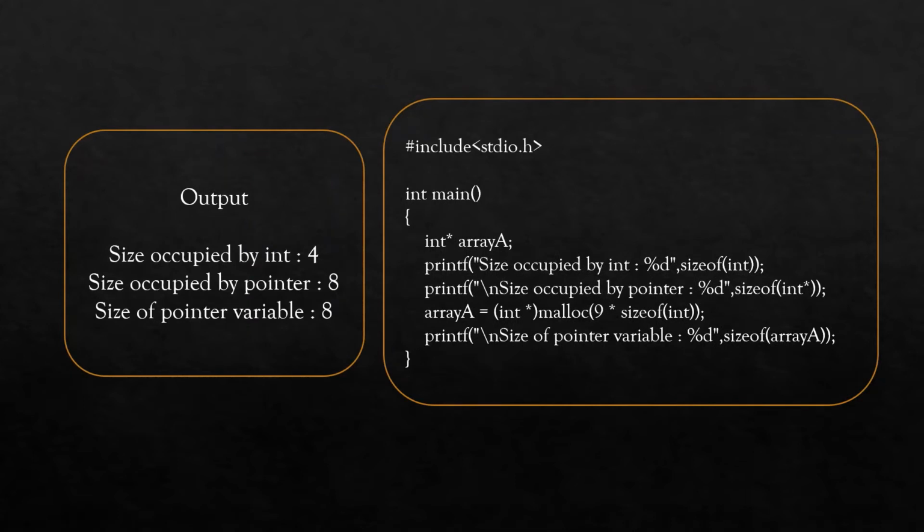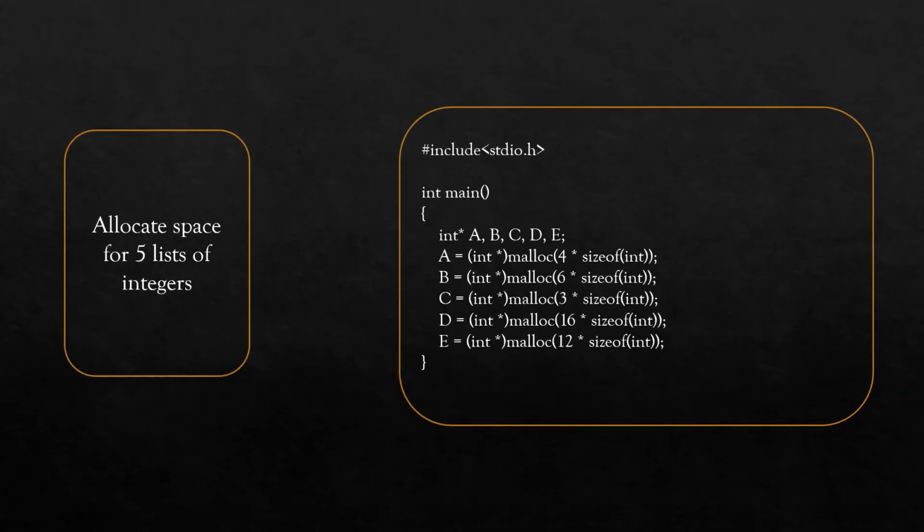When executing in the 32-bit version of the Code::Blocks, the size occupied by an integer was 4 bytes. A pointer variable took 8 bytes. And so the size of int star and the size of array A are one and the same, 8 bytes. Let us allocate space for 5 lists.